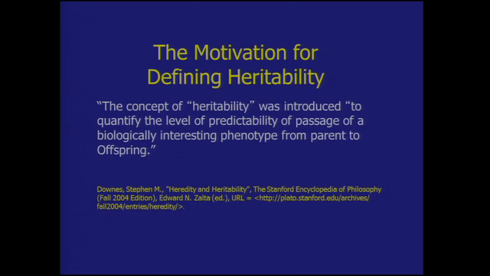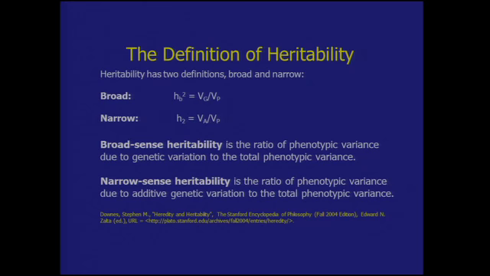Another way to look at it is it's about the extent to which phenotypic variation in a population is due to genotypic variation. Now, I know people don't like to deal with formulas in mathematics, but these are fairly straightforward, and I will explain them to the best of my ability. There are two types of heritability, so-called broad and so-called narrow heritability.